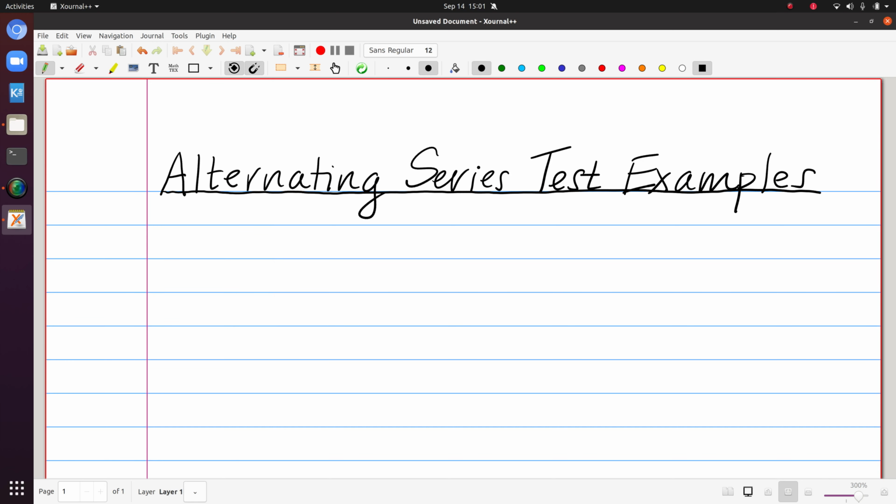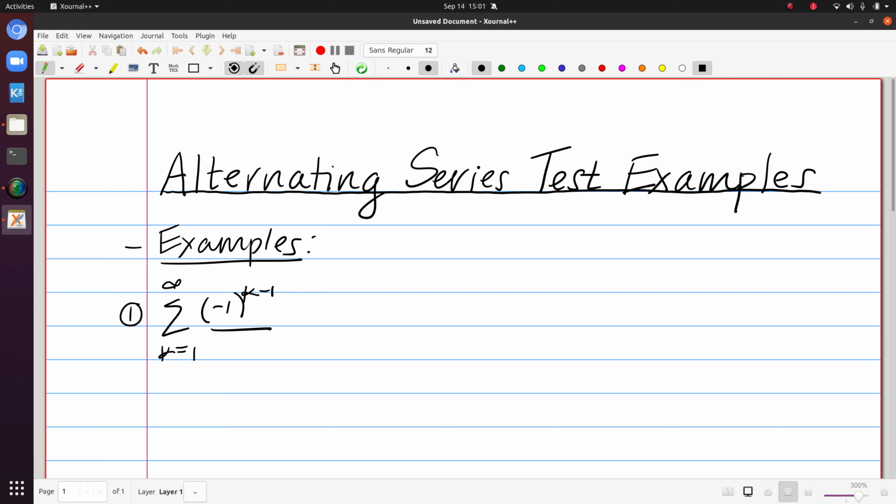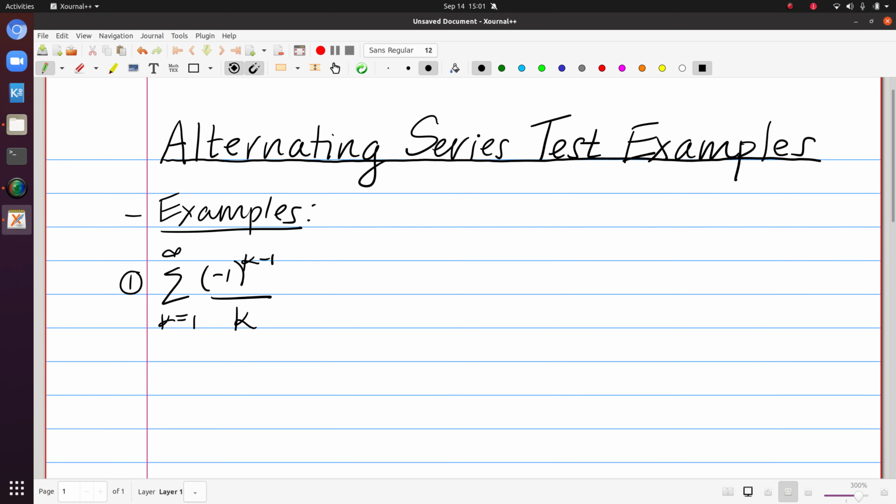Now we'll look at some examples using the alternating series test. So to begin with, let's look at the alternating harmonic series. And this was the one that we sketched out the partial sums for in our alternating series test video. The sum from k equals 1 to infinity of negative 1 to the k minus 1 over k.